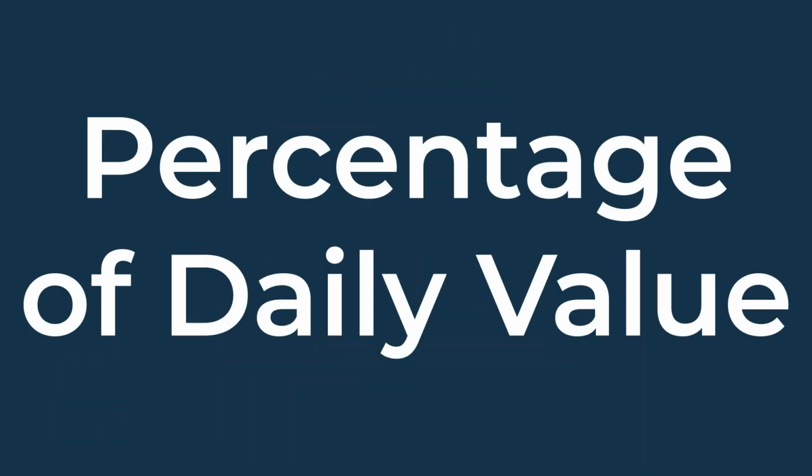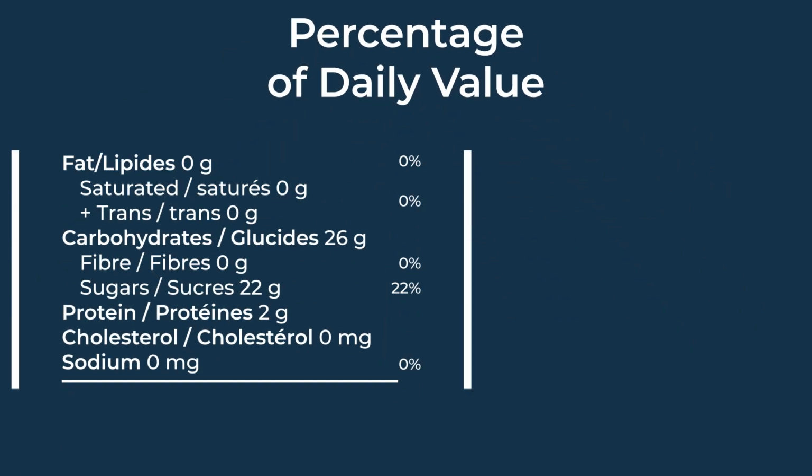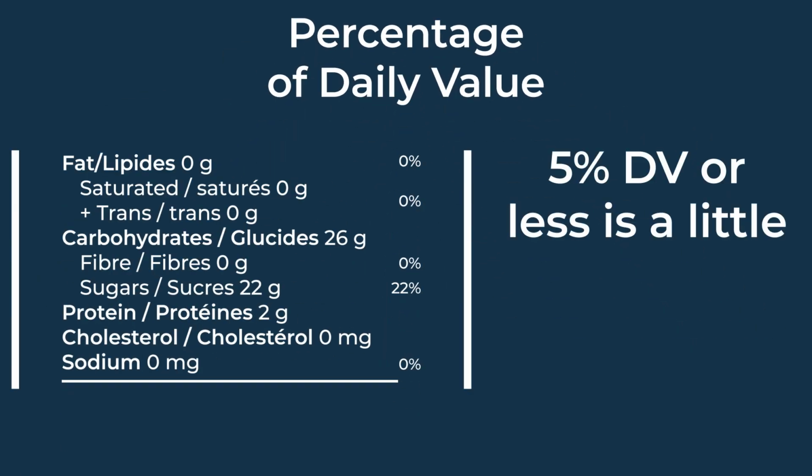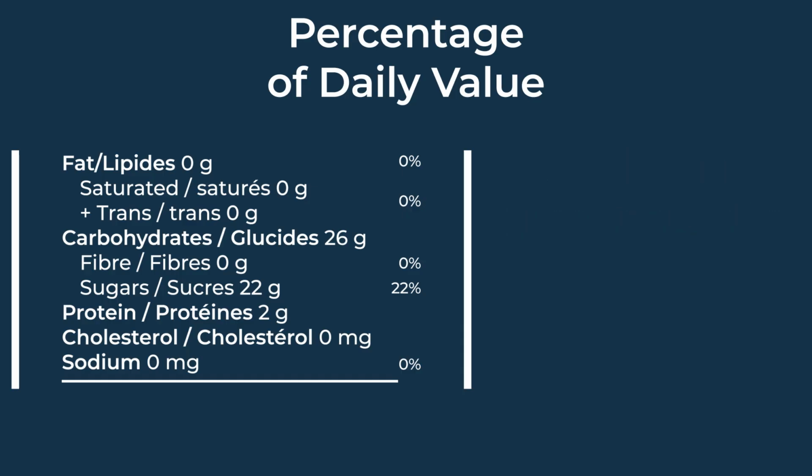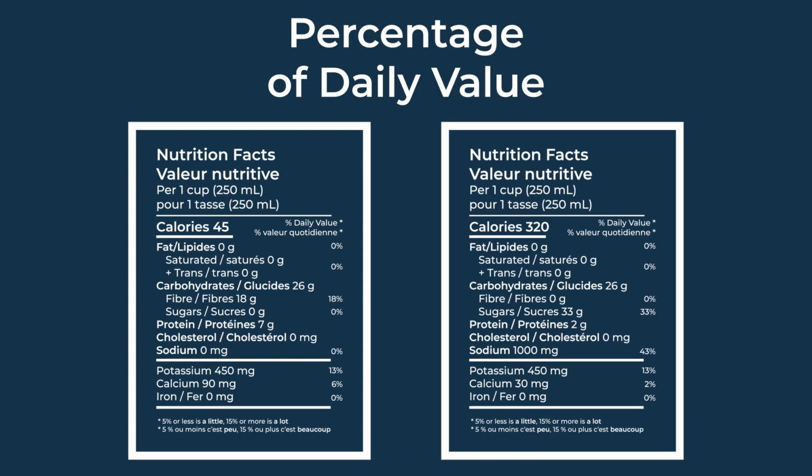The percent daily value, or percent DV, tells you whether a serving of food is low or high in a particular nutrient. As a general rule, 5% DV or less is considered a little, and 15% DV or more is considered a lot. For example, the sample label shows 22% DV of sugars, which is considered high. Most nutrition labels in Canada are required to include this interpretive statement to help consumers quickly assess whether a product is a good source of nutrients, like fiber or calcium, or if it might be high in nutrients that should be limited, such as sodium or sugars.